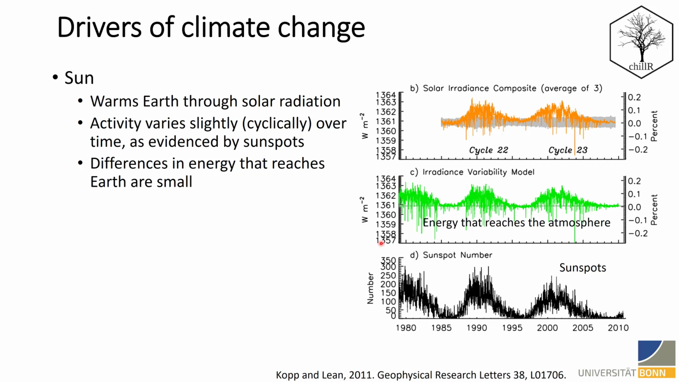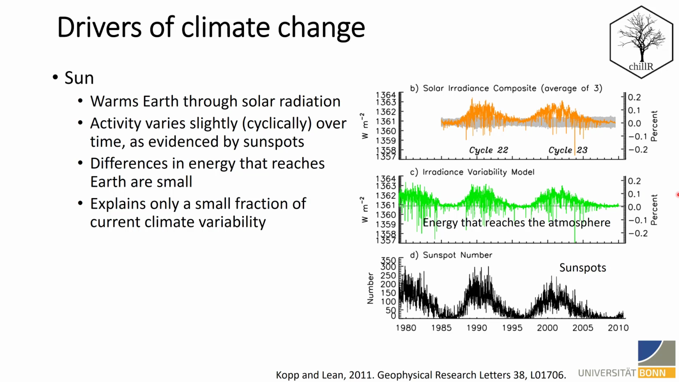Now, the differences in the energy that reaches the Earth, however, are relatively small. You see the scale here on the left side of the figure. The minimum is something like 1358 watts per square meter, and the maximum is something like 1363. So the variation here is pretty minor, and it corresponds to only about 0.1% up or down compared to the total radiation that reaches the planet. It's not entirely without significance, but it really only explains a very small fraction of the current climate variability that we have observed.